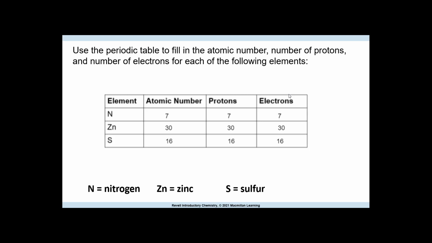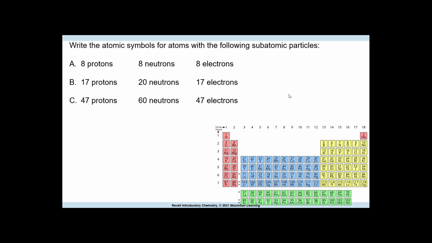So I hope this makes sense as to start breaking down and understanding the definitions of what's going on here. All right, so now I'm going to make it a little harder. Write the atomic symbols for atoms with the following subatomic particles. Knowing some of this information, you can identify what element you're dealing with. You have enough information. So I'm going to break this down before I show you the answers, because the answers are all on one page.